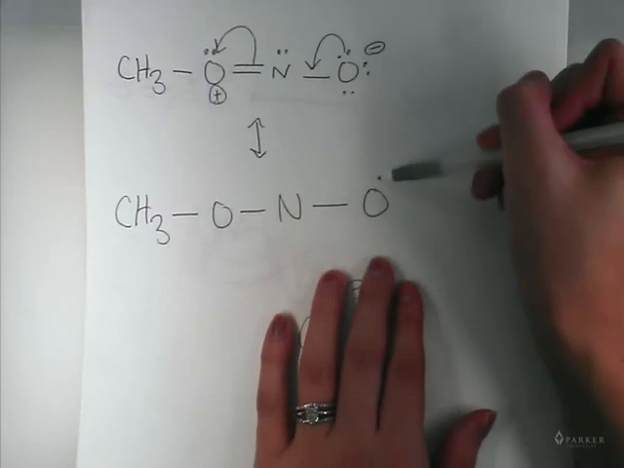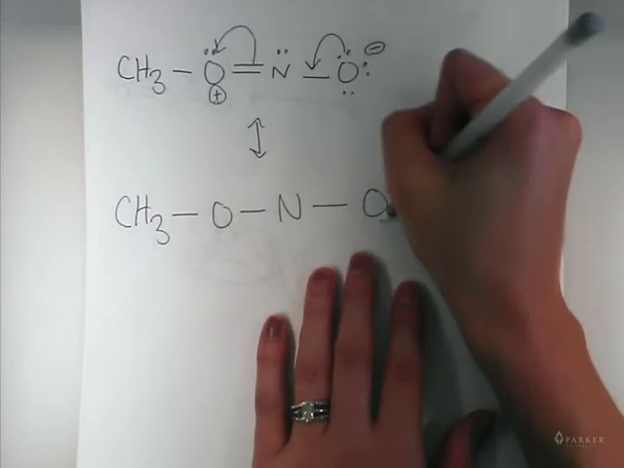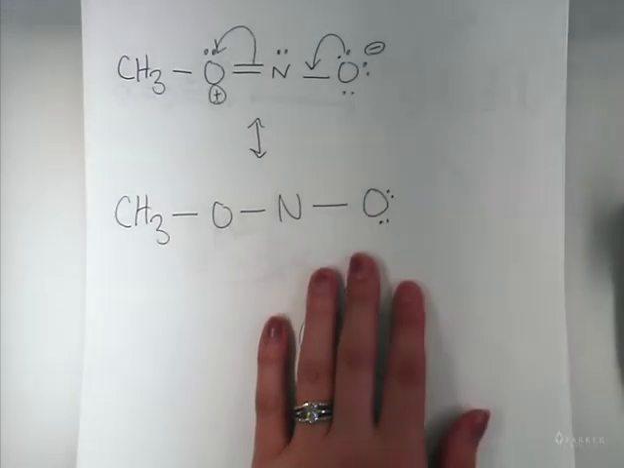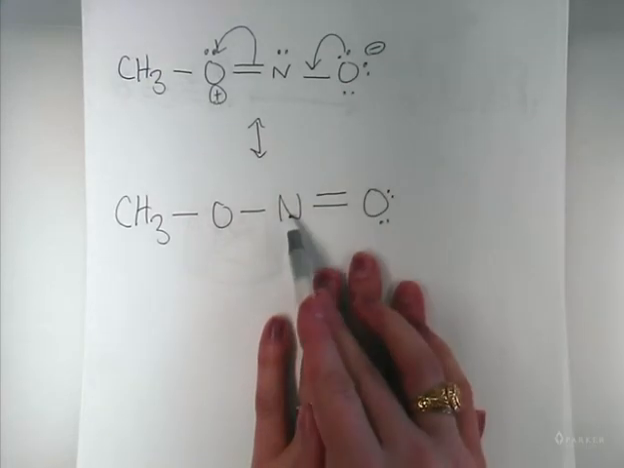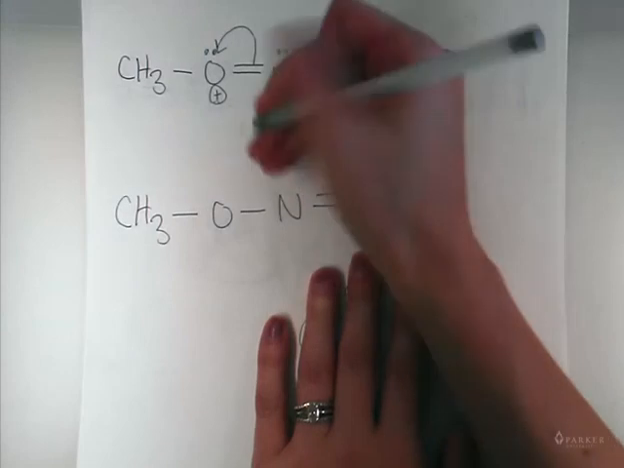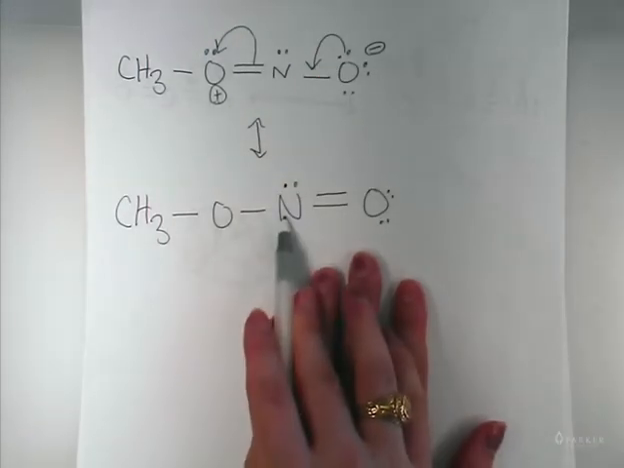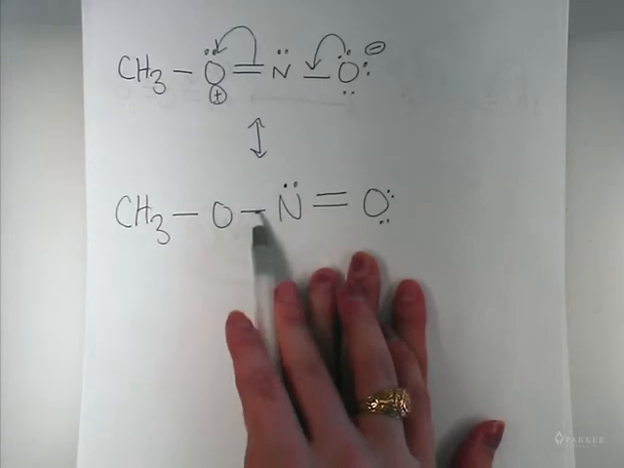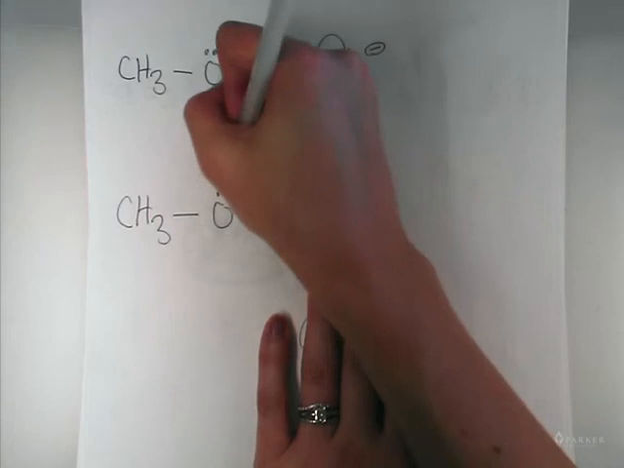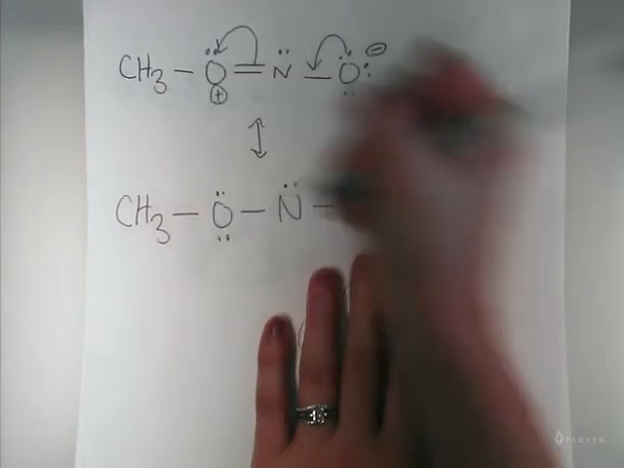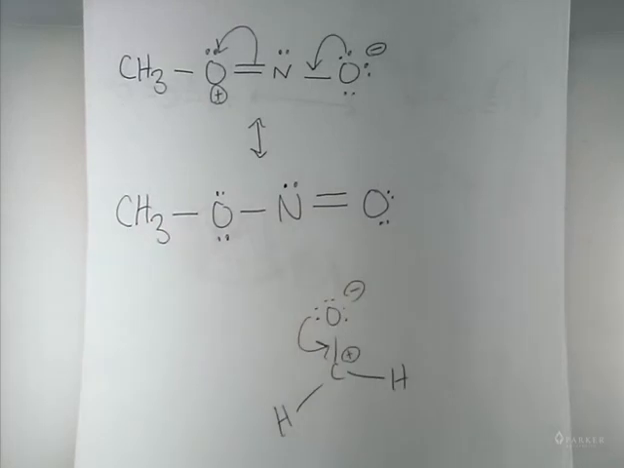This oxygen right here, how many lone pairs will it have? 2 lone pairs, and it's connected with what bond? Double. Nitrogen, does this still have a lone pair? Yes. What about the bond between these two here? Single. And then how many lone pairs on oxygen? 2. And then did we do anything to this CH3? No, so just leave it.